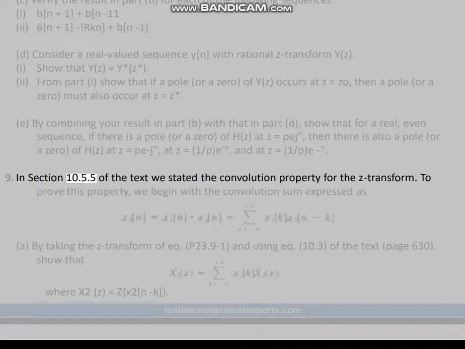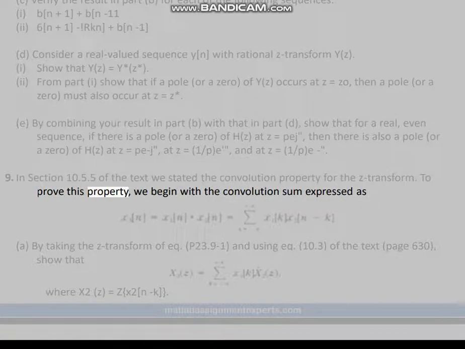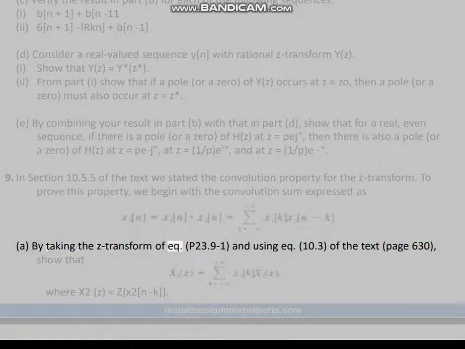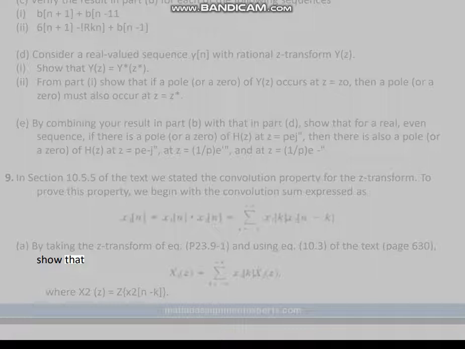In section 10.5.5 of the text, we stated the convolution property for the z-transform. To prove this property, we begin with the convolution sum expressed as follows. A. By taking the z-transform of Equation P23.9-1, and using Equation 10.3 of the text, page 630, show that the result holds, where X2(z) equals the sum of x2[n] z^(-n).